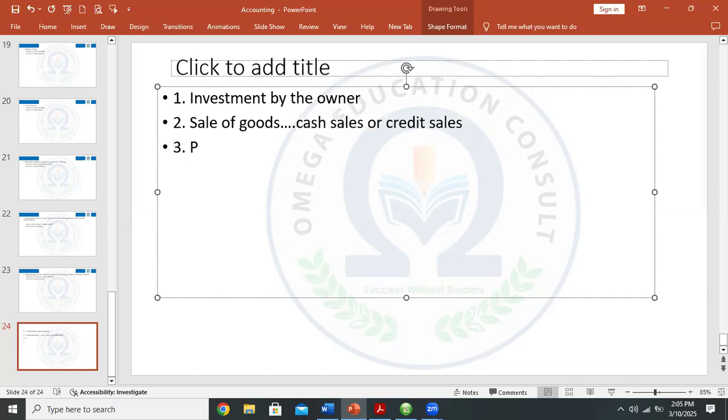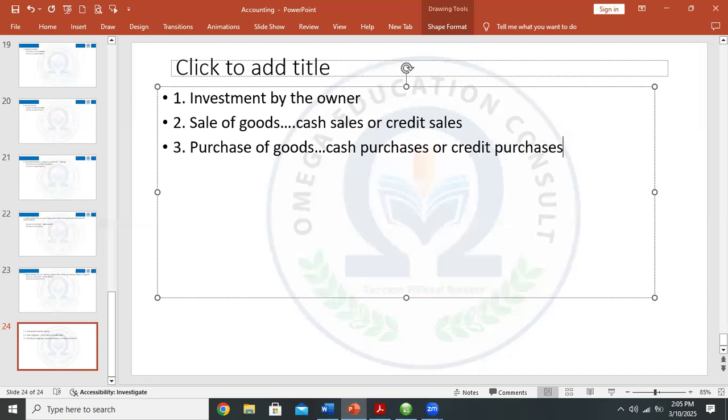Then we went to the purchase of goods. This time the business is buying the goods, the opposite of selling. So that one too, we have cash purchases or credit purchases.